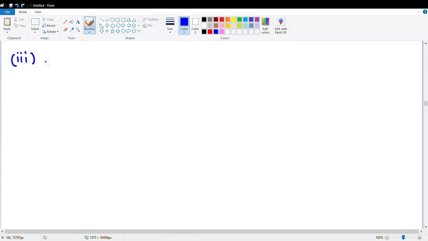So the third part is 4 minus 32x equals 17x squared. Now you see in this case, 17x squared is on the right hand side, and there's only one x squared term, which is 17x squared, and it's on the right.